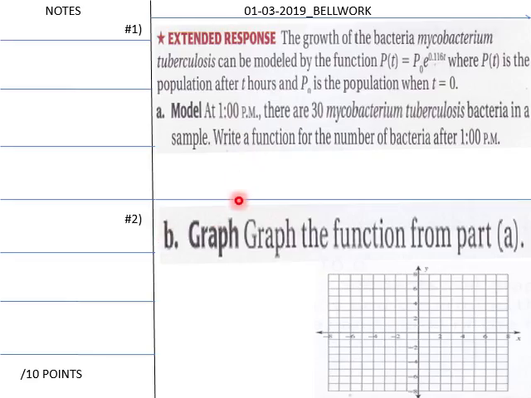This is our bell work today, students. Growth of bacteria can be modeled by this function here. P naught is the population when t equals 0. Model at 1 p.m. There are 30 mycobacterium in the sample. Write a function for the number of bacteria after 1 p.m., so after t hours, write a function for the number.